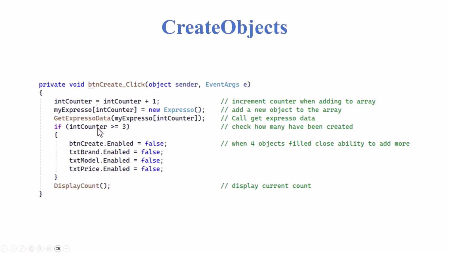We're going to say if int counter is greater than or equal to 3. In other words, if we've finished up, we're going to turn off all our text buttons and turn off our create button so we can't do it anymore because we've filled it. And we're going to display our count. So we're using our display count right here again.